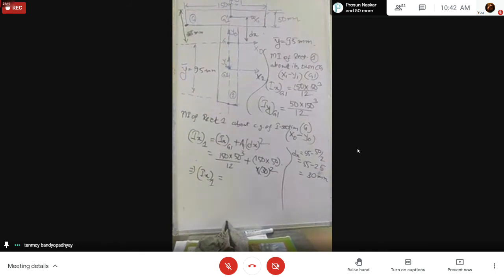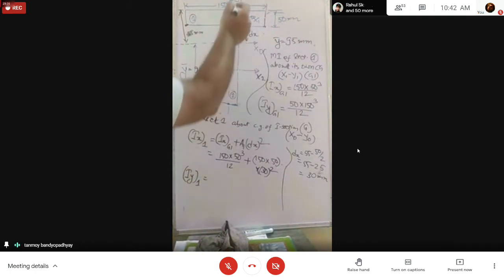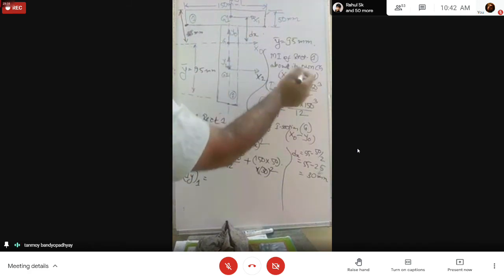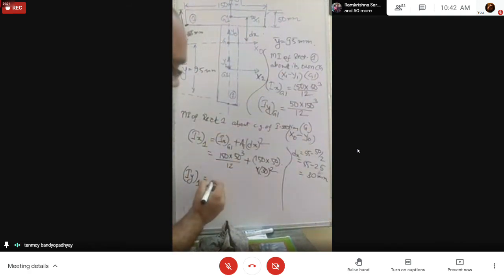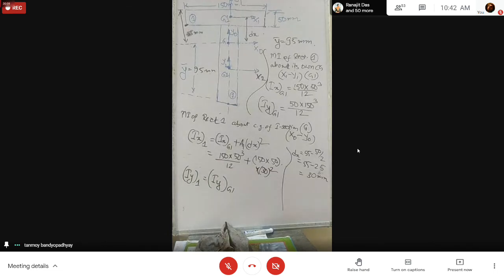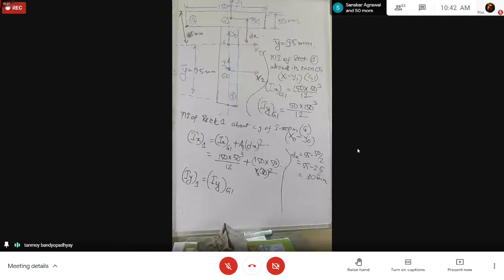Okay? And similarly, what will be Iy1? So Iy1 will be equal to, you can see that y1 and y0 are coincident. So this y1 and this y0, they are coincident. So Iy1 will be equal to Iyg1 only. Okay? See whether you understood this part. Then I will be writing the same expression for rectangle number 2. So just let me know whether you are able to understand this portion or not.